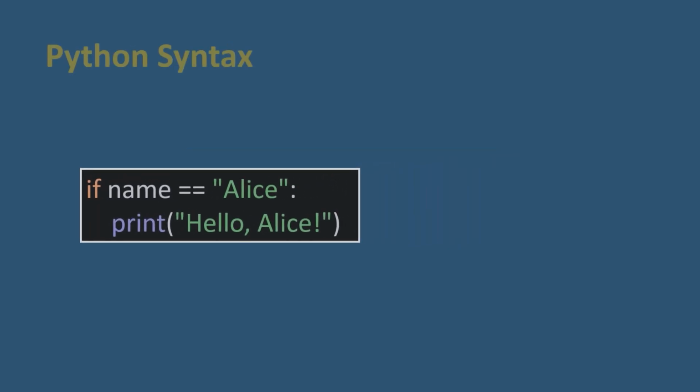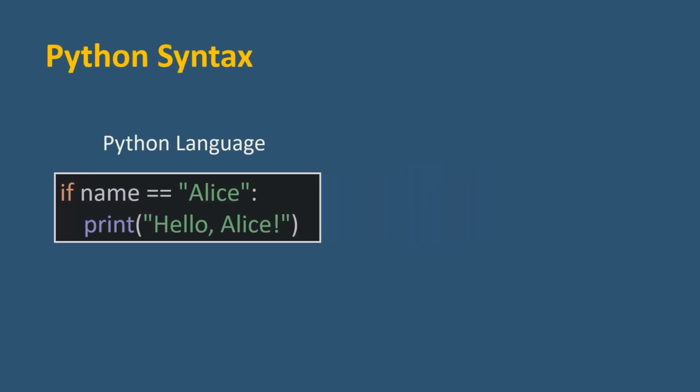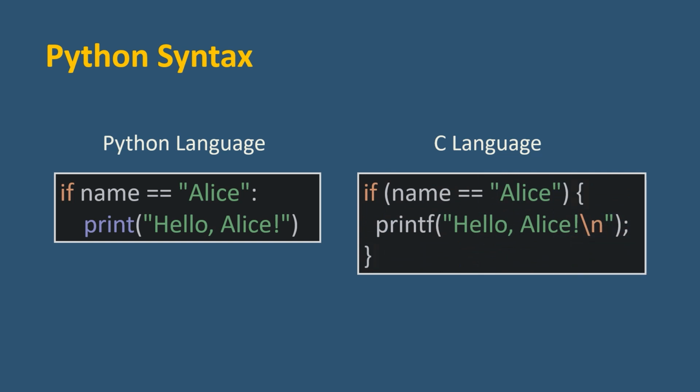Other languages like C use curly braces to define a block. Here's the same if statement written in C. In this case, look at the curly brackets. They show the C compiler that the print command is part of the if condition. Without them, the compiler will misunderstand the code.